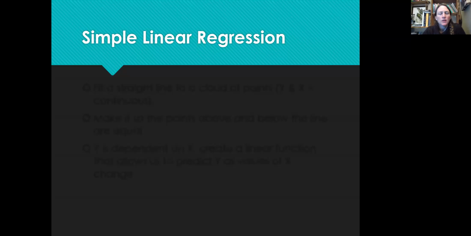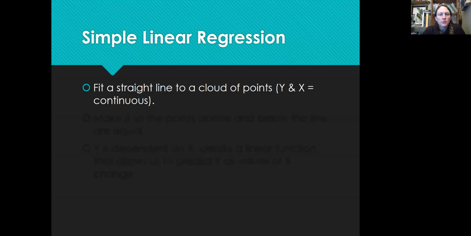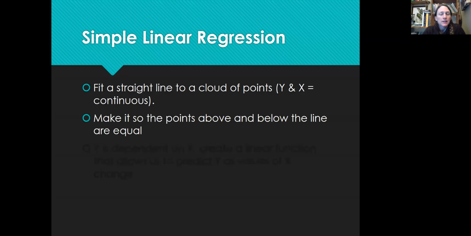All right, we're back. So now we're going to move on to talking about simple linear regression. And we're interested in this kind of analysis when we want to fit a straight line to a cloud of points. In this case, X and Y are continuous, so similar to correlation. We're going to fit a line so that the points above and below the line are equally spaced.